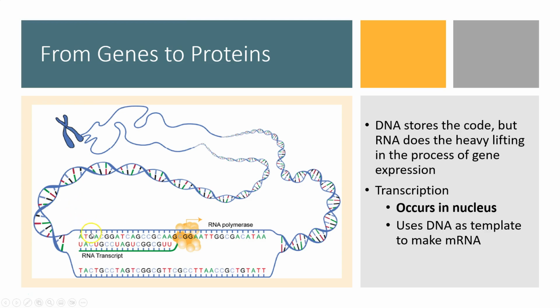So from our code of DNA, we transcribe this into RNA. This process occurs in the nucleus, and the product is a messenger RNA. That's the message of that gene. And so while DNA is our blueprint of all of our genes, the heavy work really occurs through our messenger RNA.